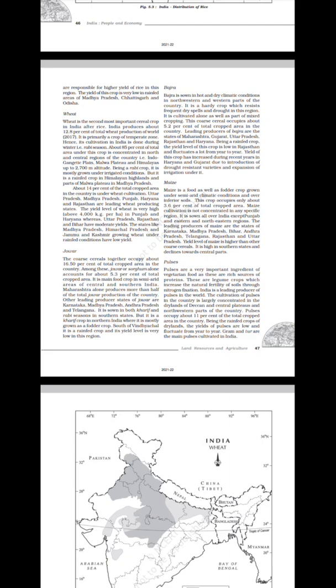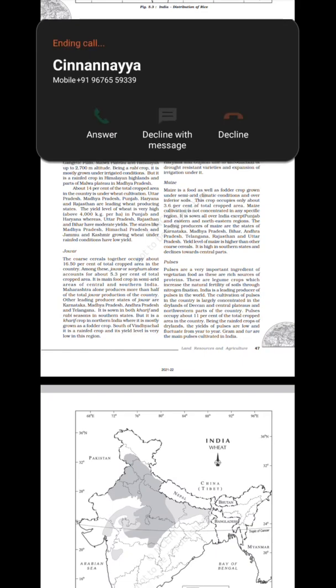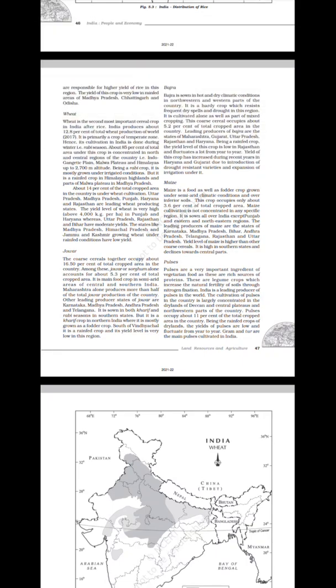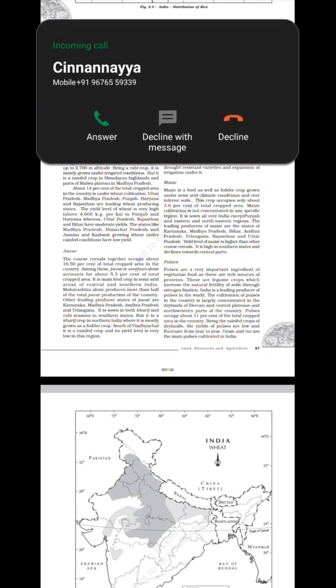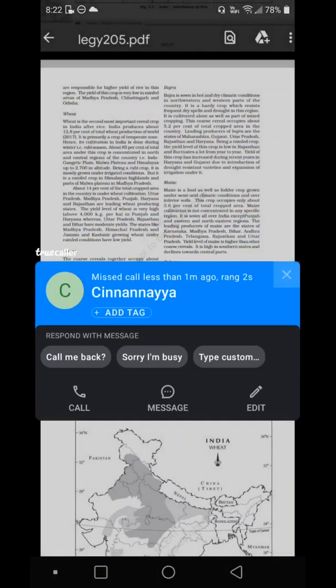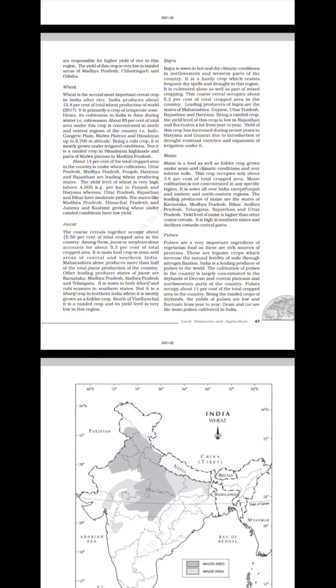Jowar. The coarse cereals together occupy about 16.50% of total cropped area in the country. Among these, jowar or sorghum alone accounts for about 5.3% of total cropped area. It is the main food crop in semi-arid areas of central and southern India. Maharashtra alone produces more than half of the total jowar production of the country. Other leading producer states of jowar are Karnataka, Madhya Pradesh, Andhra Pradesh, and Telangana.